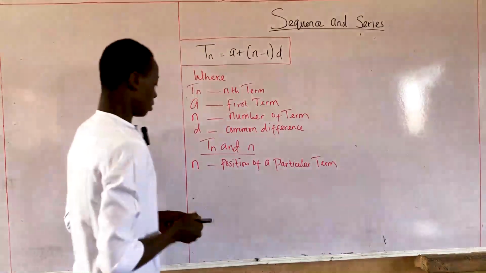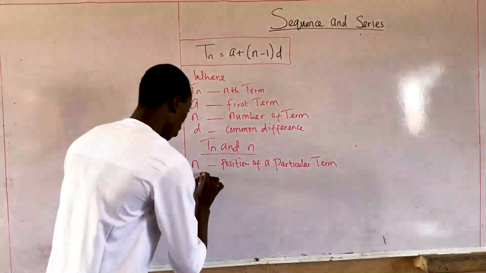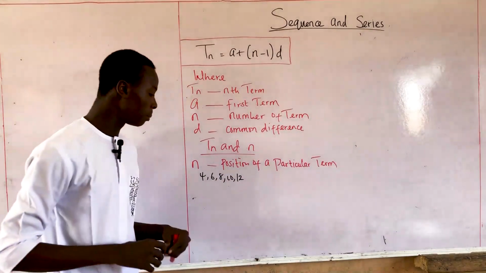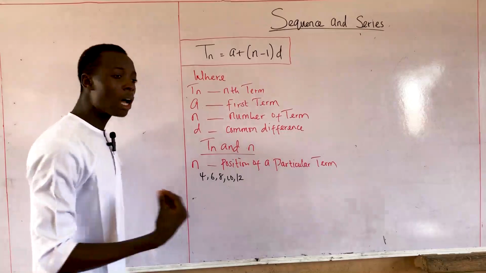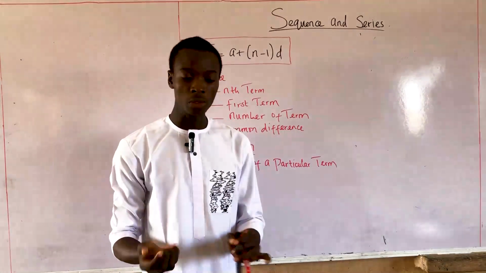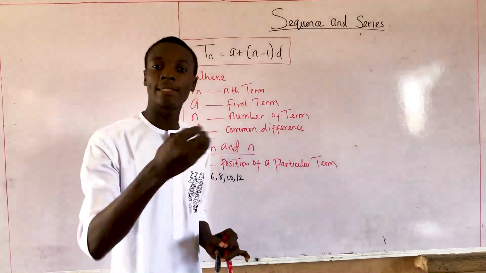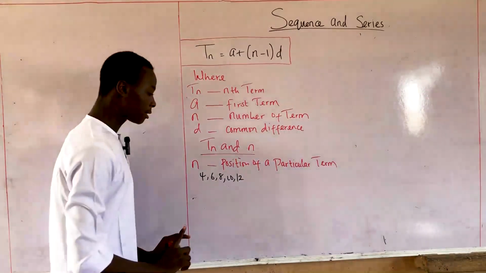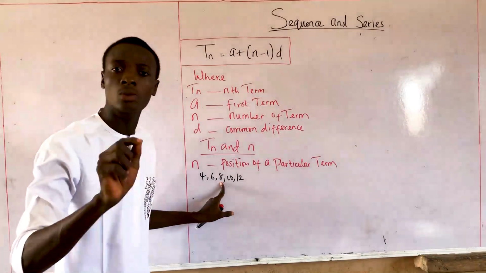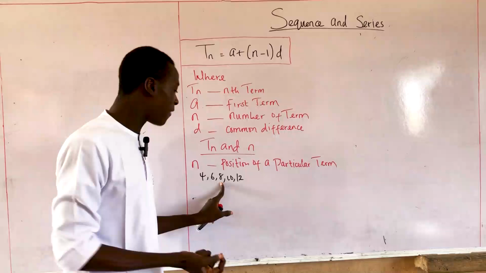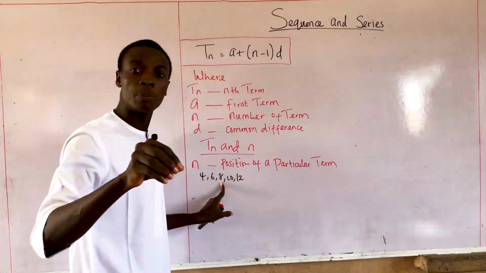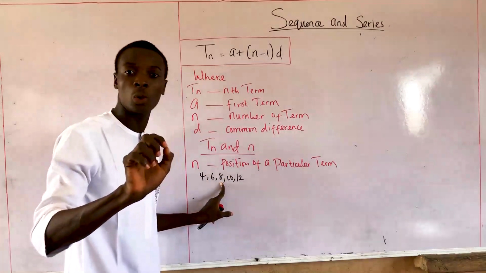Just follow me. Let's say we have an example: 4, 6, 8, 10, and 12. This is an example. Now, if you know the position of a particular term, you can find the term in that position. For instance, this term, 8 here, appears in the third position. With that information, you can find the term there. Let's say you did not know that 8 is here. So if you know that it appears in the third position, you can find the 8.